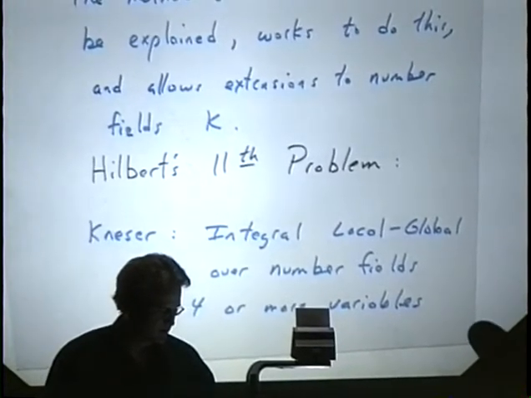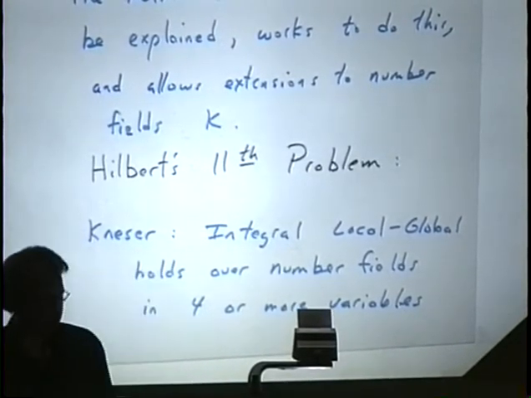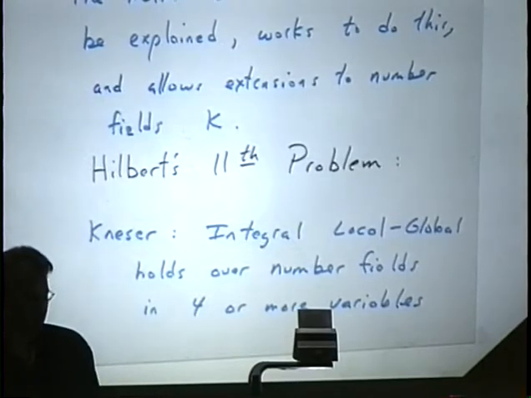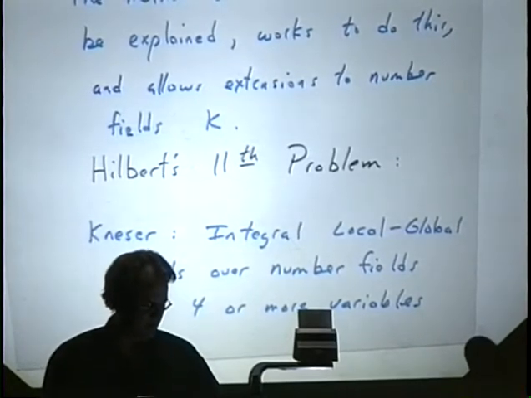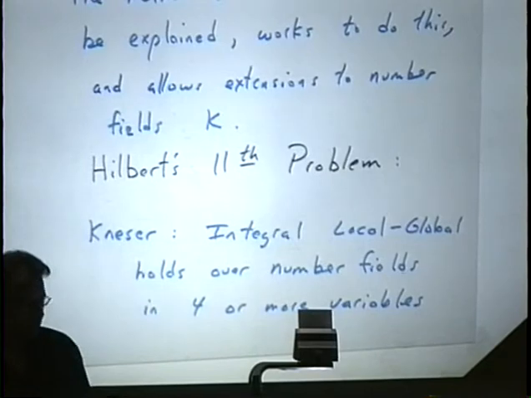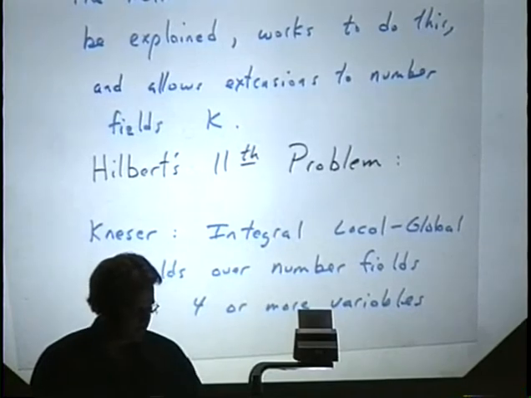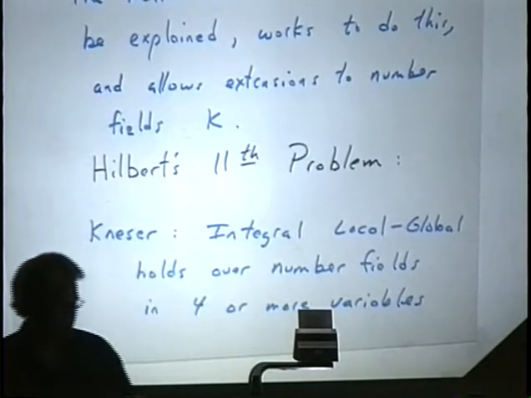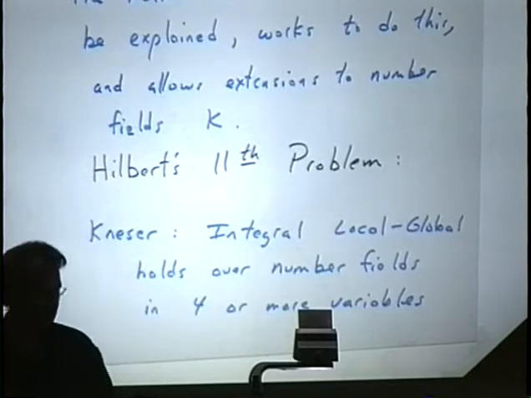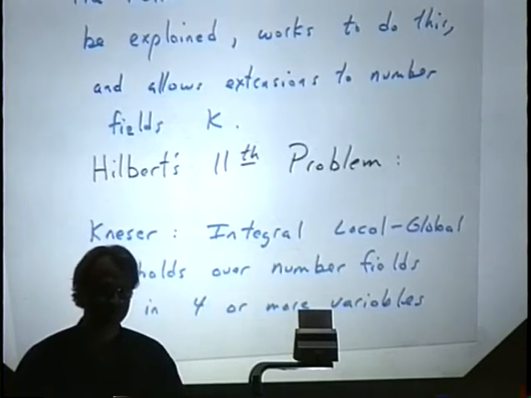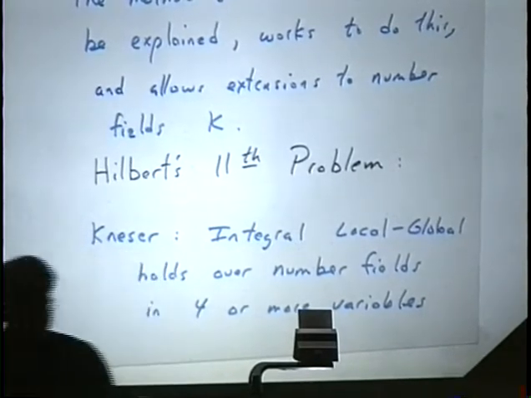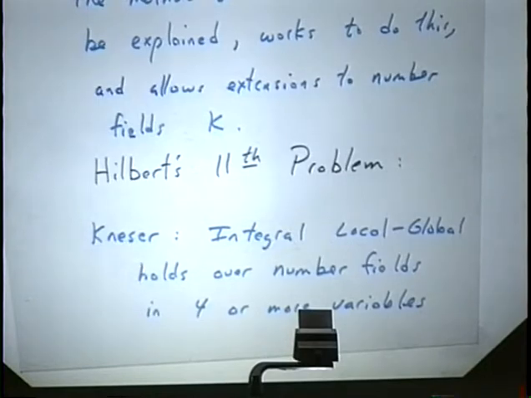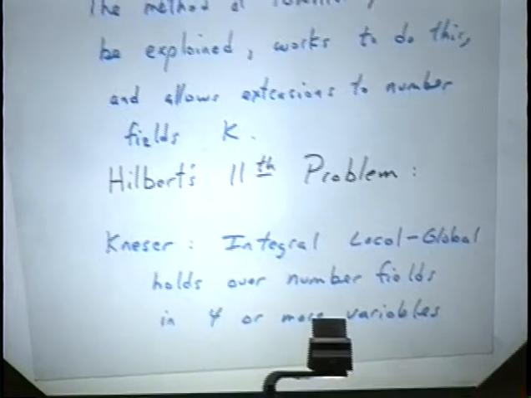Now, I want to say that if you look at this over a number field, the question of representation of integers by quadratic forms over number fields, this is Hilbert's 11th problem. And if you have 4 or more variables, an algebraic approach works beautifully for this problem. And in this case, Kneser proved that you have the same type of integral local to global condition over number fields in 4 or more variables. He is using an extension of the Hasse principle fairly directly. However, for 3 variables, the algebraic approach still doesn't seem to work.